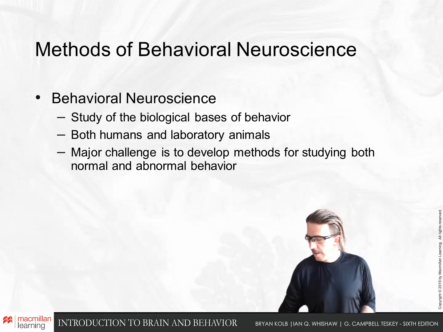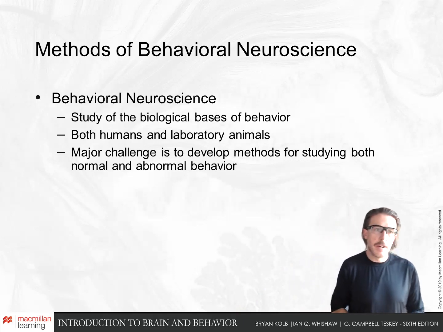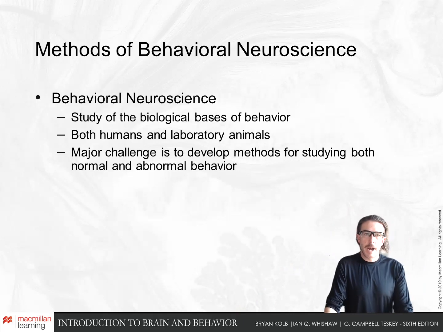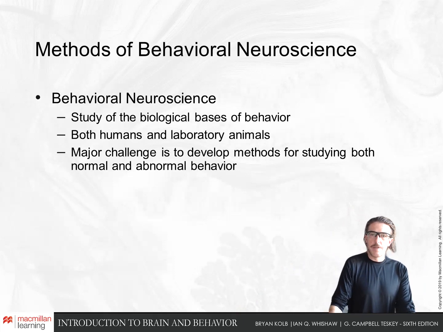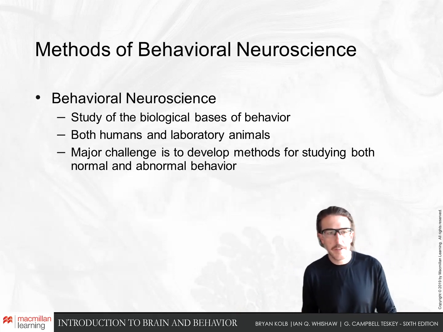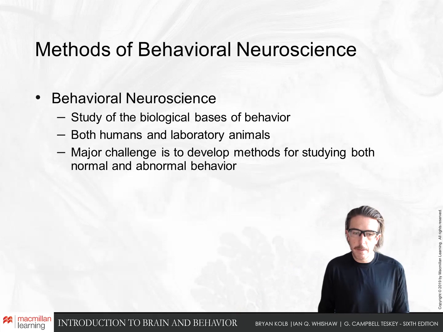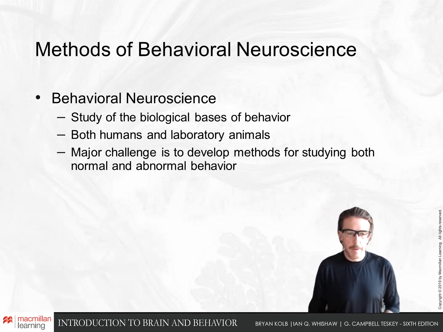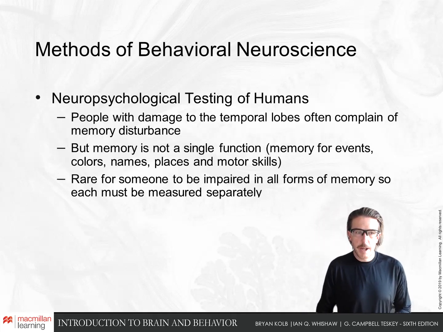Behavioral neuroscience is another related field related to neuropsychology. It's the study of the biological basis of behavior and is done in both humans and laboratory animals. It's difficult to create tasks that allow us to study both normal and abnormal behavior. So development of new methods that allow manipulation of behavior in nuanced ways is important.